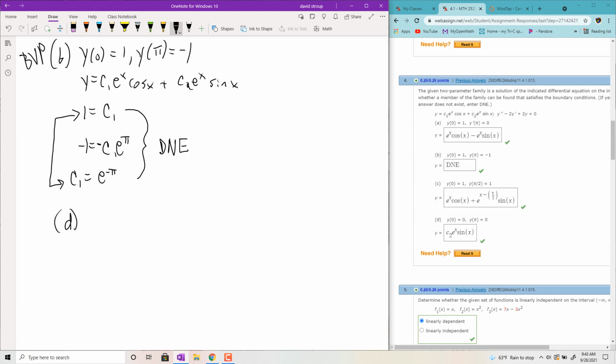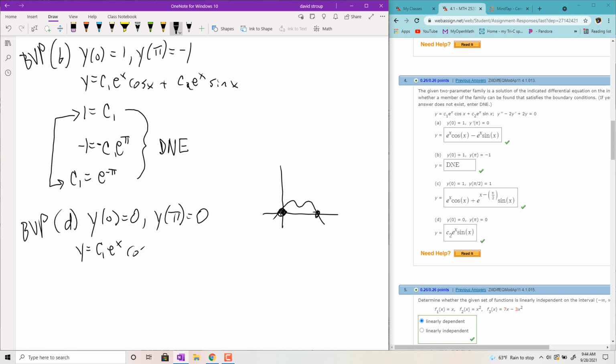So we can kind of look at part D. Again, it's a BVP. We have y of 0 is 0, and then y of pi is 0. Okay. So on your solution curve, it's just basically saying that your solution needs to go through this point, and then at 3.14 whatever, it needs to go through this point, regardless of what it does. In the meantime, it needs to go through those 2 points. It's kind of nailing down your function. Okay. Anyways, let's see if there's anything that works here. And again, working with y equals c1 e to the x cosine x plus c2 e to the x sine x.